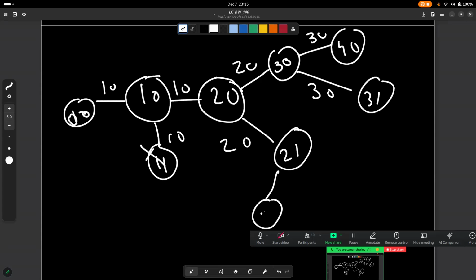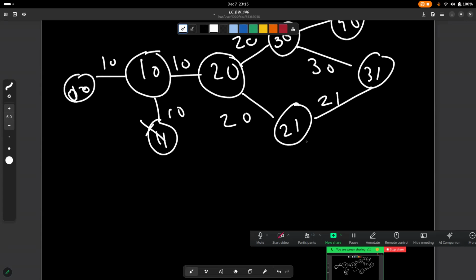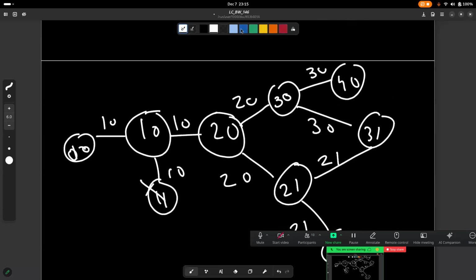From 21, I can go to 31, which incurs a cost of 21. And from 21, I can go to 22, which incurs a cost of 21. Actually, 31 is a prime number, so if we go by the problem, 31 shouldn't be considered. But let's just say that we wanted to reach from 10 to 20, and for now forget that 31 is a prime number.